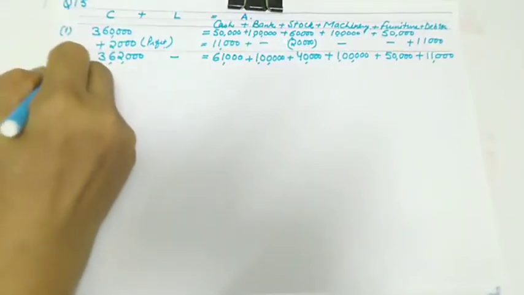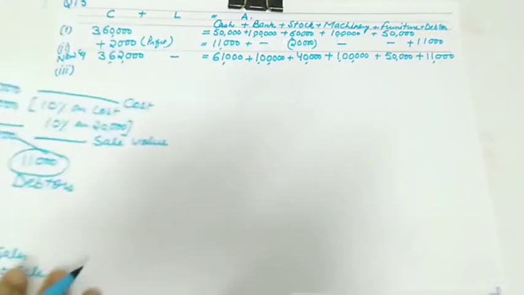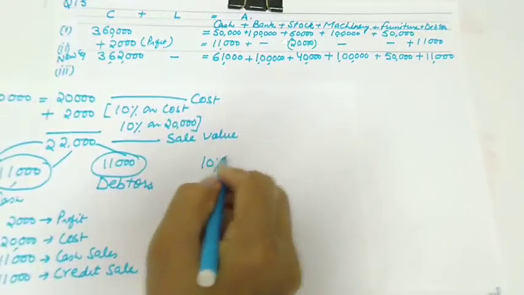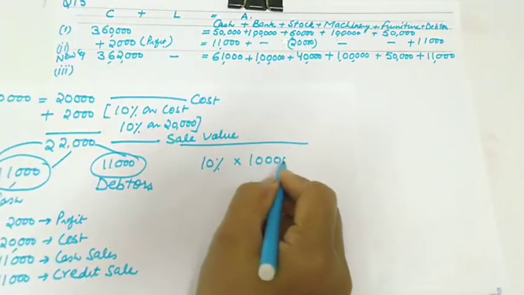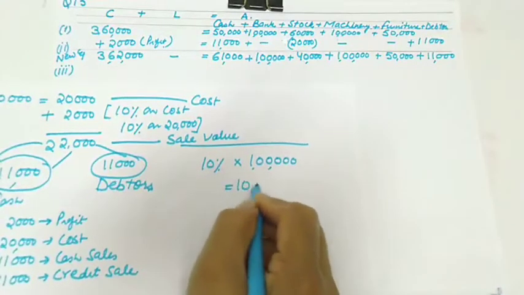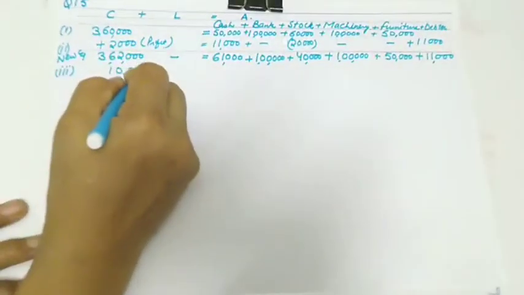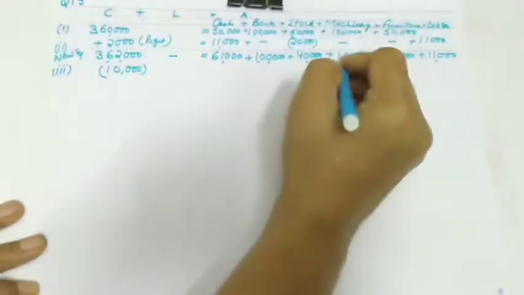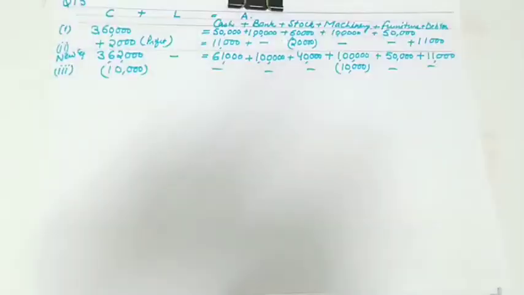So now let us do the third transaction. The third transaction is about depreciation at the rate of 10% on machinery. The value of the machinery is 1 lakh. Depreciation will be 10,000. It will be deducted from the capital as well as deducted from the machinery. No change in other items.